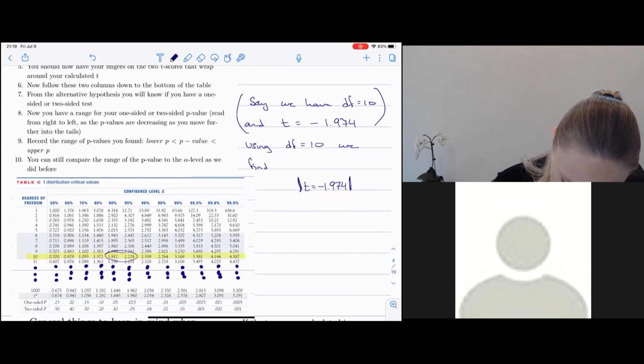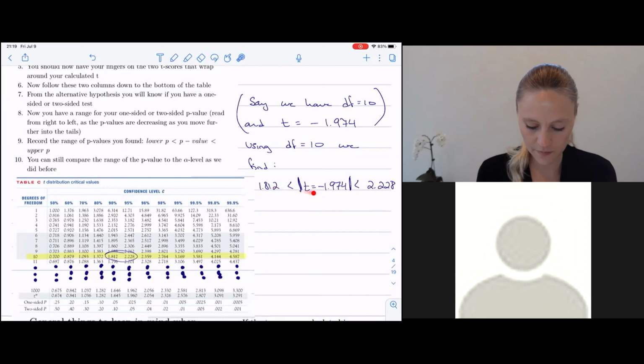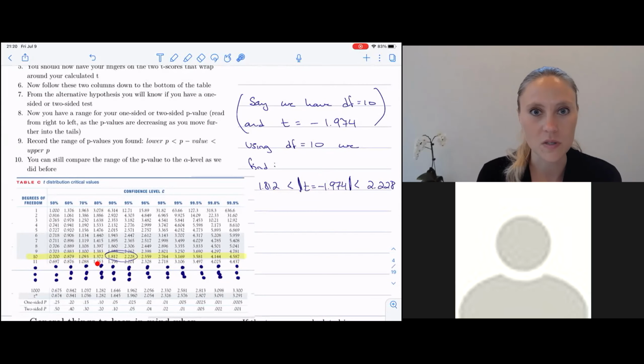We find that that is between 1.812 and 2.228. Okay, so it's somewhere in here. This is a good time to make sure that what you're saying makes sense. Sometimes one mistake that I see, I'll say often, is you tell me that 1.97 is between 1.09 and 1.3. No, it's not, right? And so you just want to double check, make sure it makes sense.